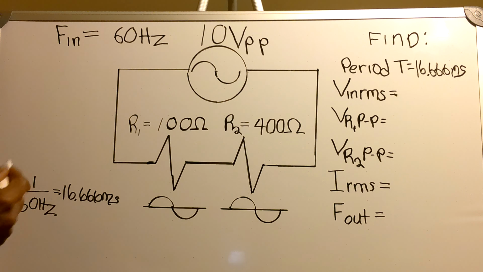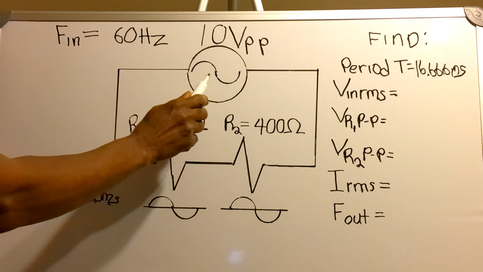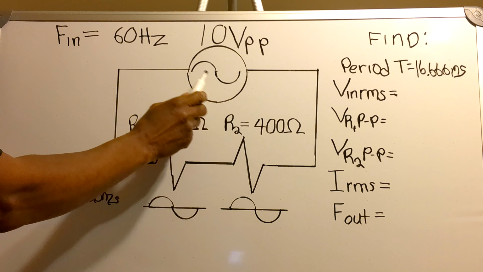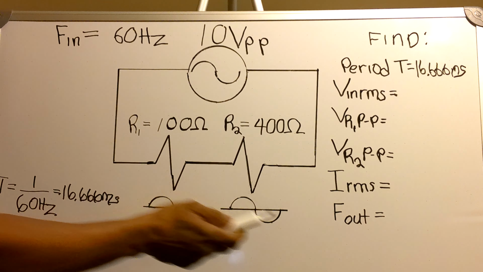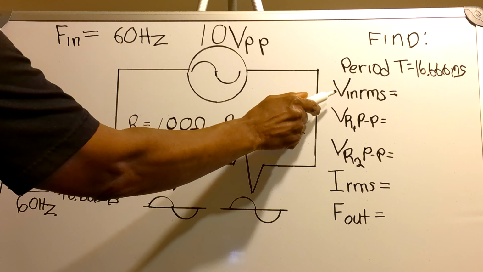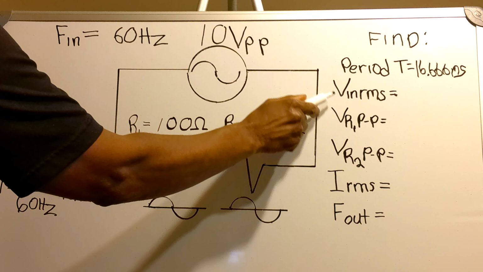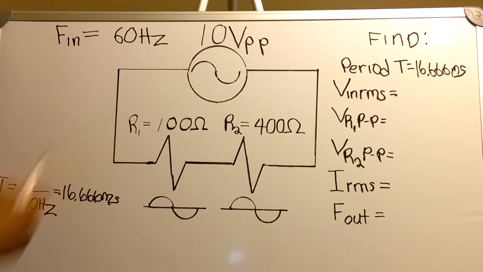Okay, so what's the period? The period is the amount of time it takes to create the sinusoidal form. Now, I'm going to find the volts in RMS.